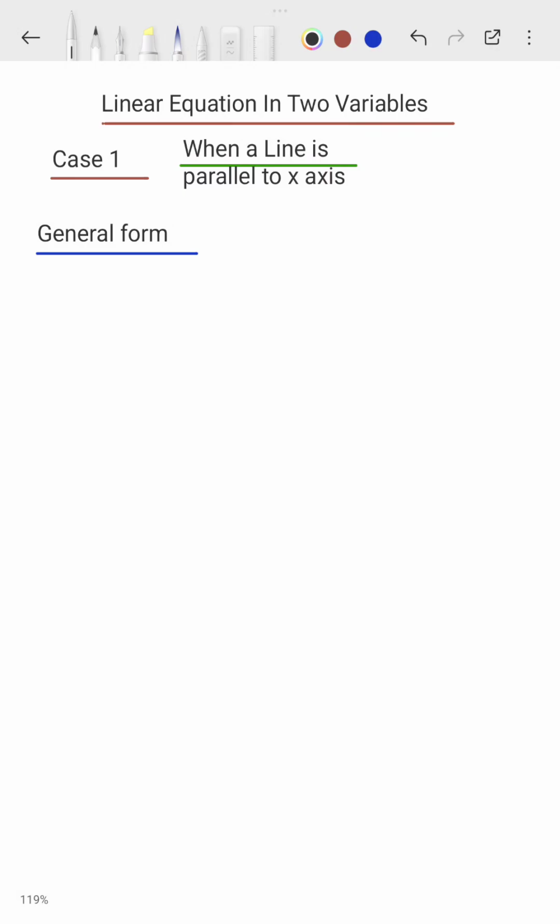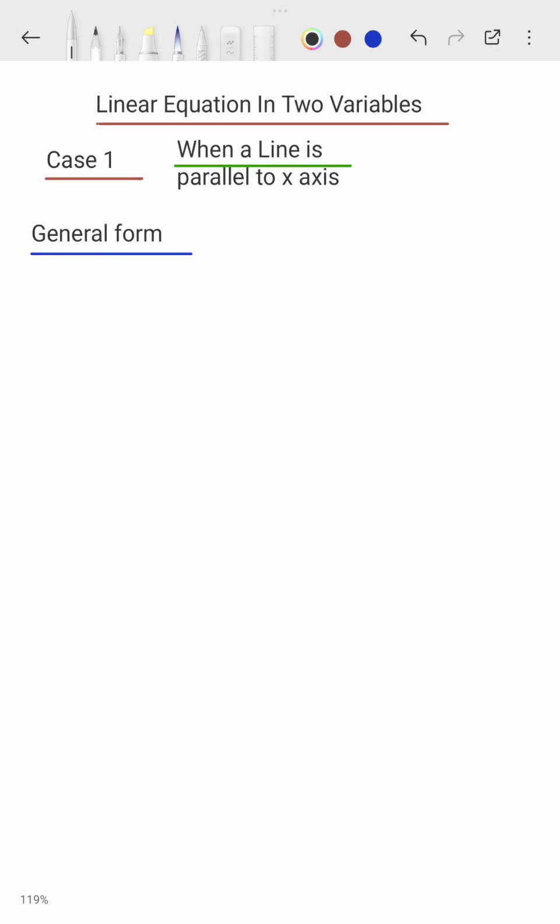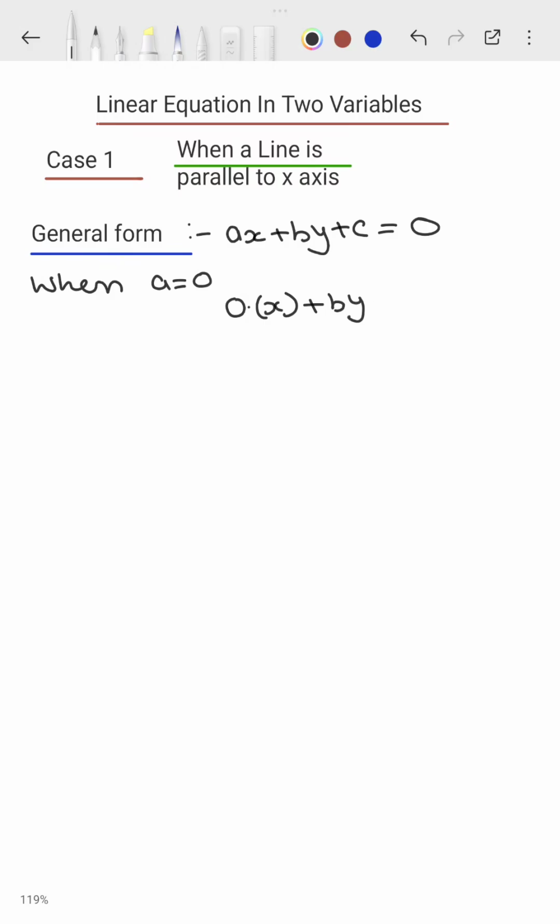Hello everyone. In this video we'll understand when the line, that is a linear graph, is parallel to x-axis. So the general form of a linear equation in two variables is written as ax plus by plus c is equal to 0. See, when a, that is the coefficient of x, is 0, the equation transforms as 0 into x plus by is equal to minus c, or y is equal to minus c by b.